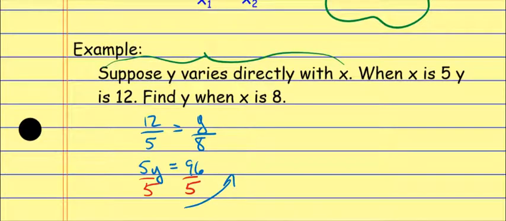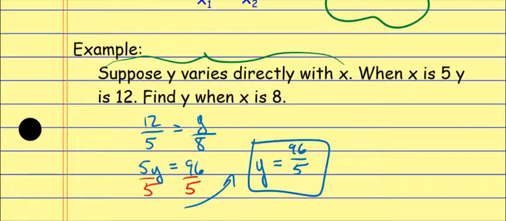I'm just going to leave this as an improper fraction. We say y equals 96/5. Okay.